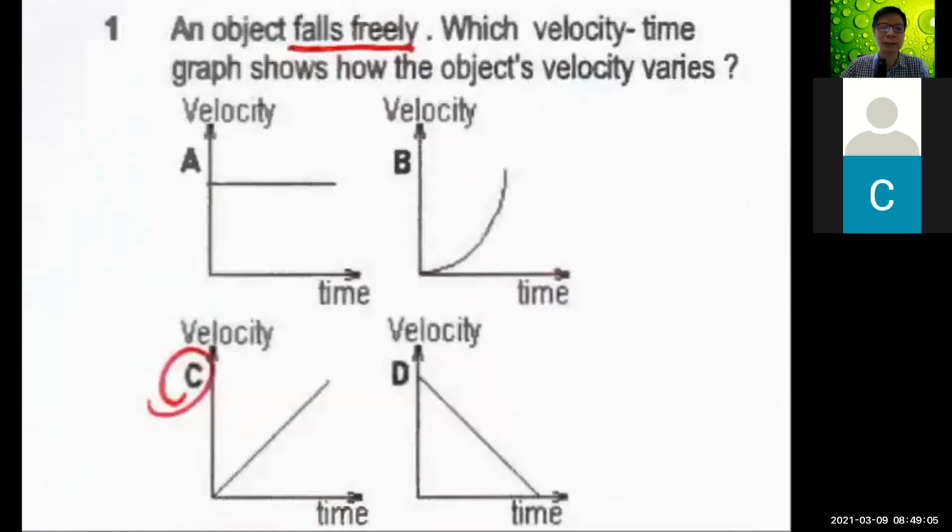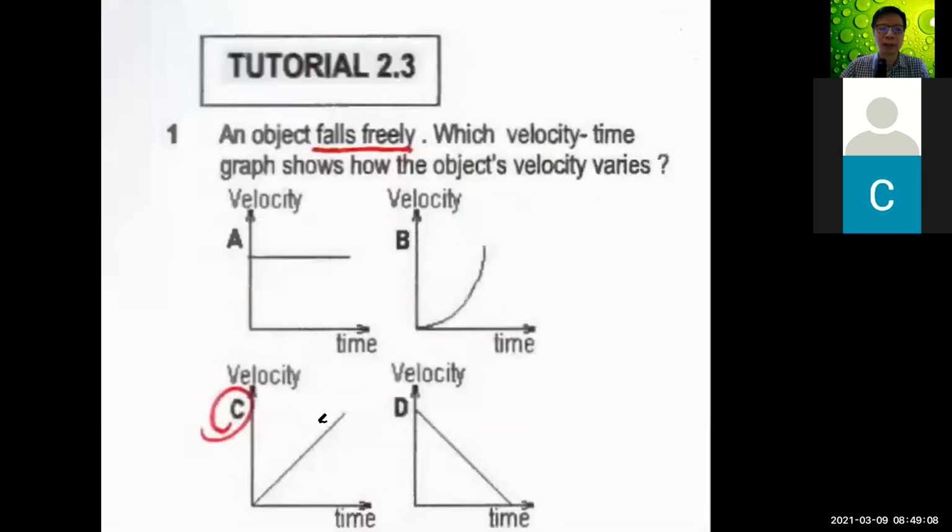It must be a straight line going up with a constant gradient. A constant gradient shows that the acceleration is constant, because the gradient in the graph is the acceleration, 9.81. So it must be a straight line with a constant gradient. Yes, Charisma, you are right.